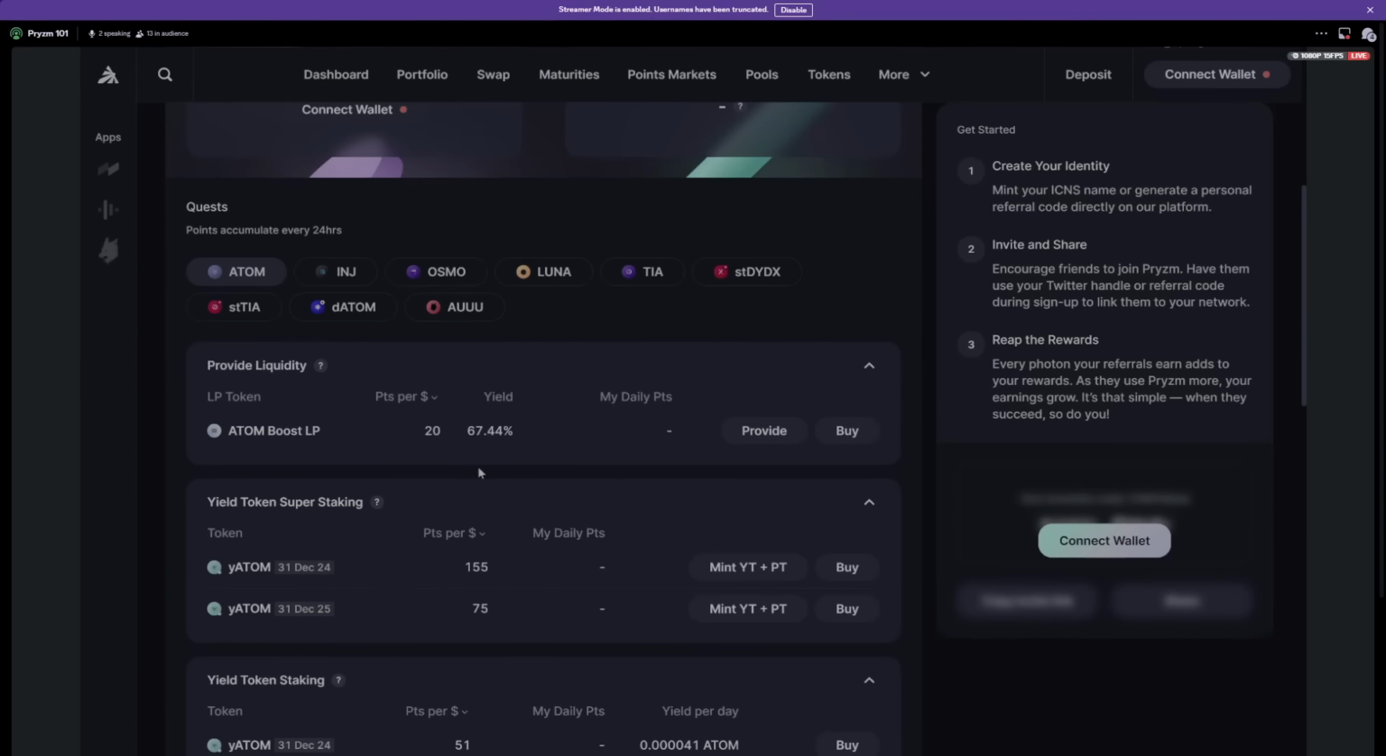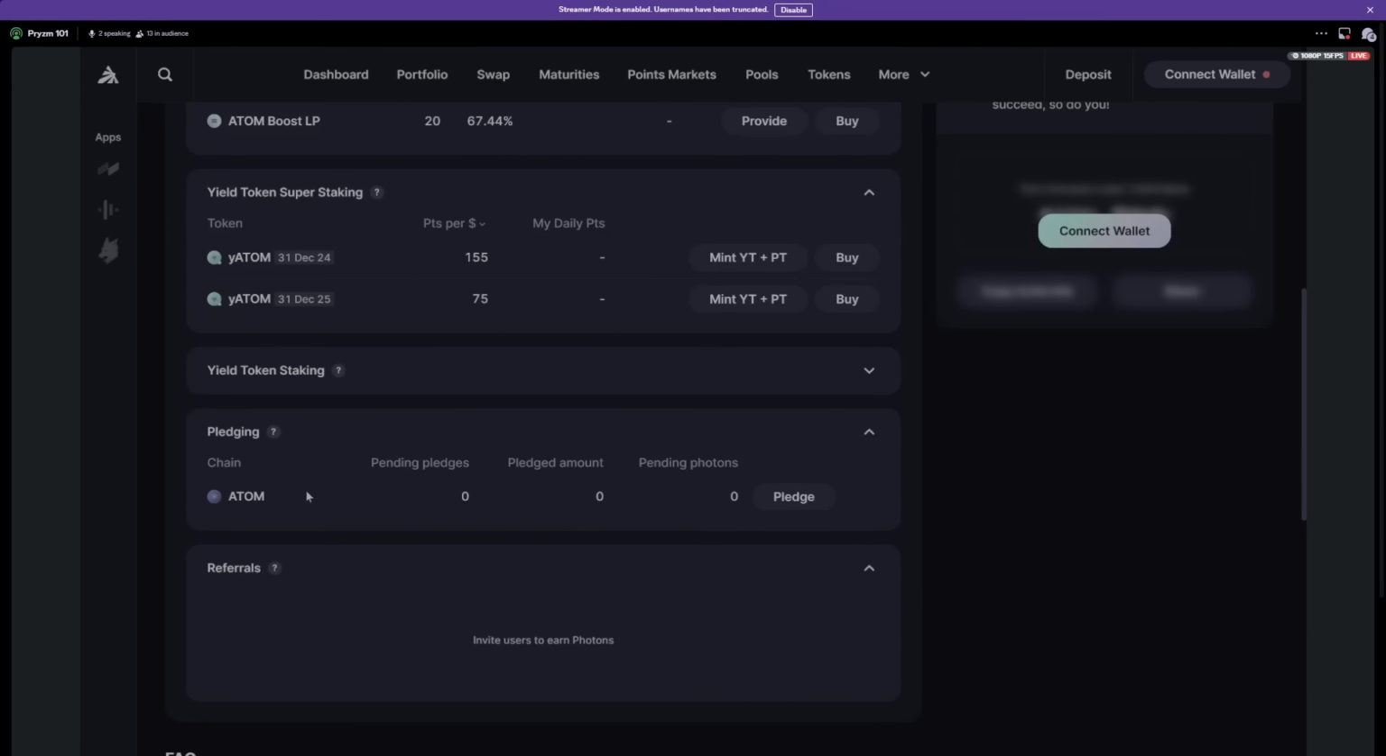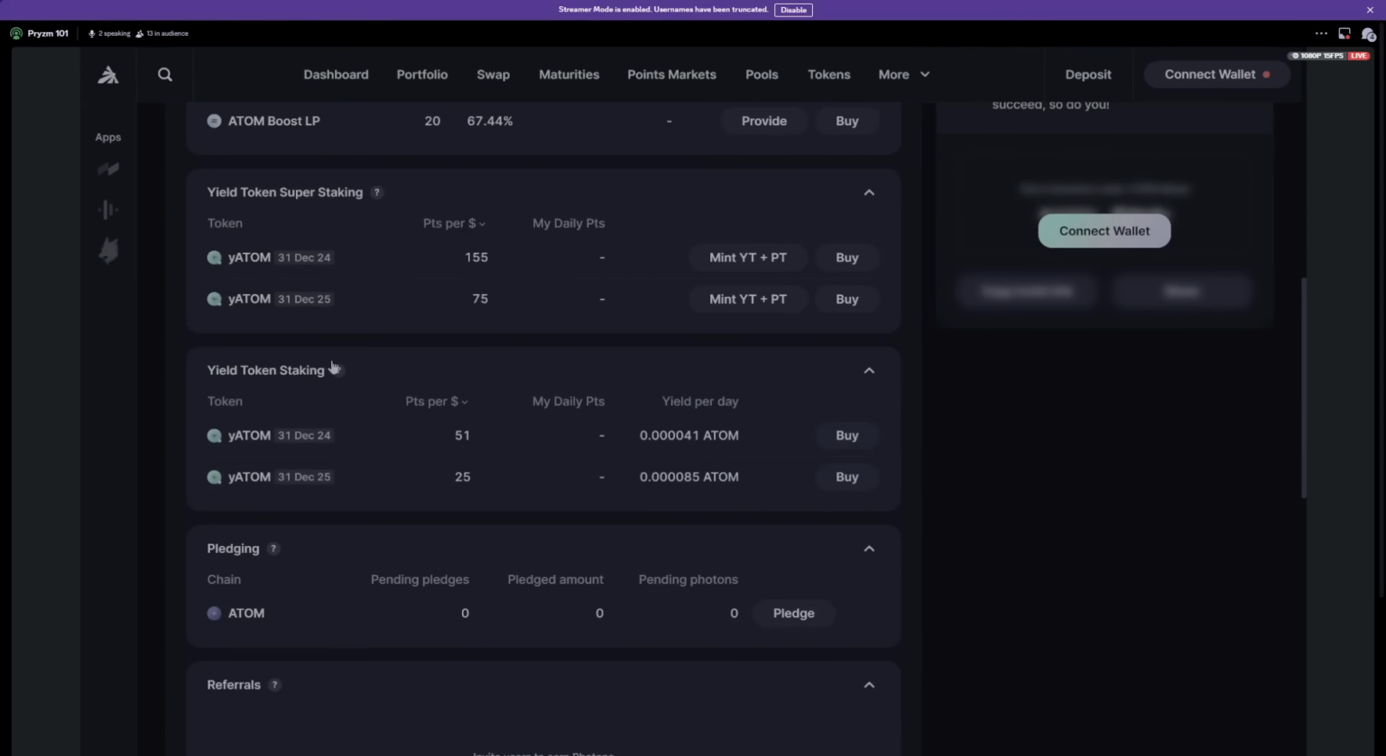So if I stake a yield token into Pryzm here, and I just do normal staking, say using that example, then I can stake my yield token here, and I'm going to receive $10 over the next year, plus I'm going to receive some points or some photons. So at the end of the year, your yield token has paid you $10, plus it's paid you 51 photons per dollar.